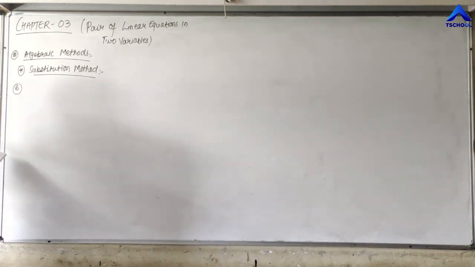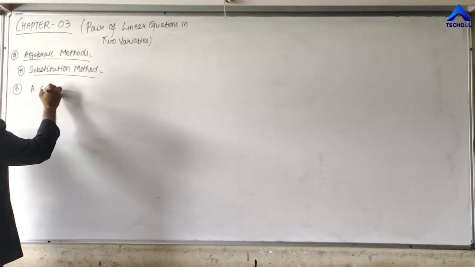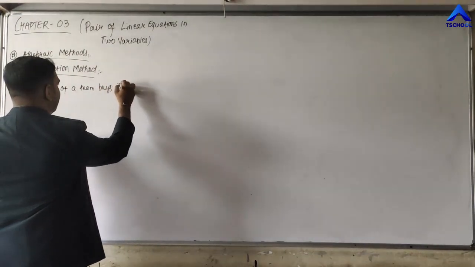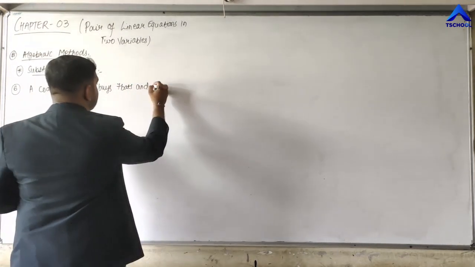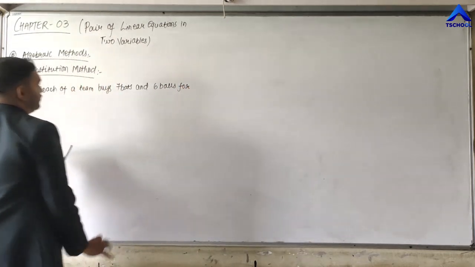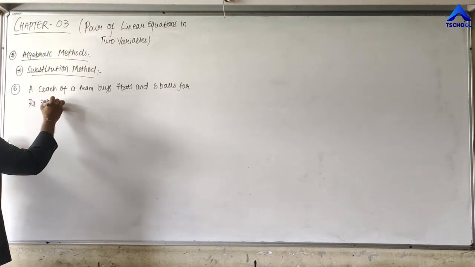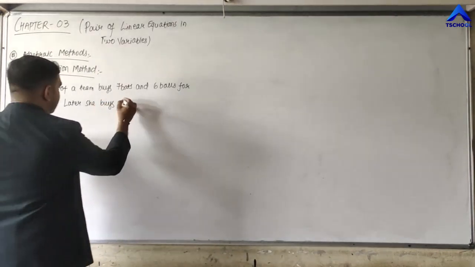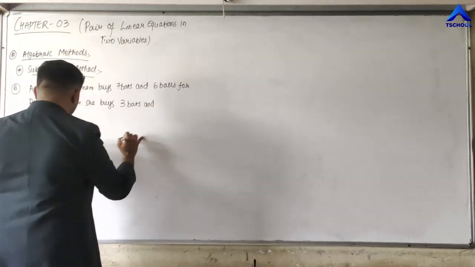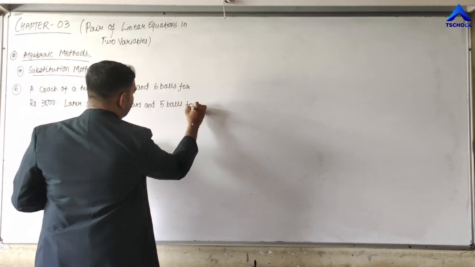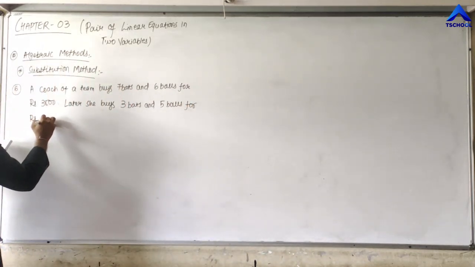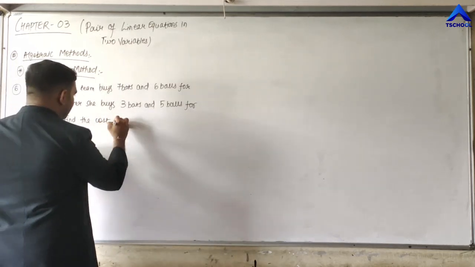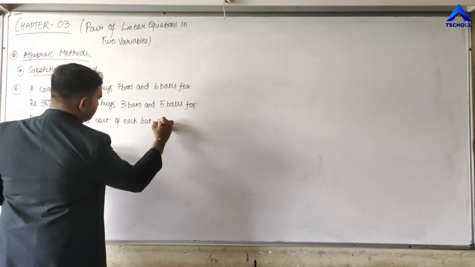I'm having one more sum here with me. Let us say a coach of a team buys 7 bats and 6 balls for rupees 3800. Later, she buys 3 bats and 5 balls for rupees 1750. Find the cost of each bat and each ball.